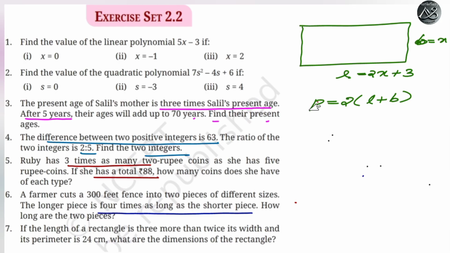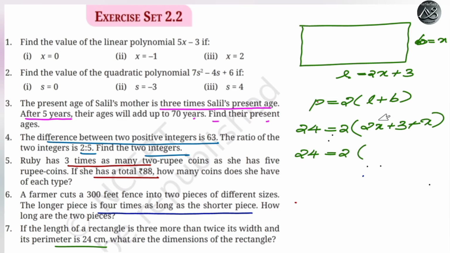So perimeter നമുക്കറിയാം. Perimeter of a rectangle is 2 times of L plus B ആണ്. ഇനി ഈ തന്നിരിക്കുന്ന values എല്ലാം അവിടെ substitute ചെയ്ത് കൊടുക്കാം. Perimeter is given as 24 centimeter. So perimeter is 24 equal to 2 times of L ന് പകരം എന്ത് എഴുതാം? 2x plus 3. L ന്റെ പ്ലേസിൽ 2x plus 3 plus B യുടെ പ്ലേസിൽ x. That is 24 equals 2 times of 2x plus x is 3x.